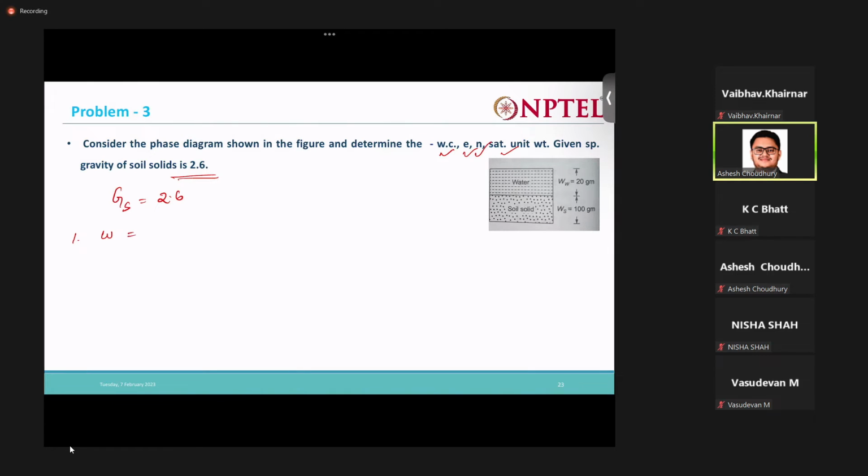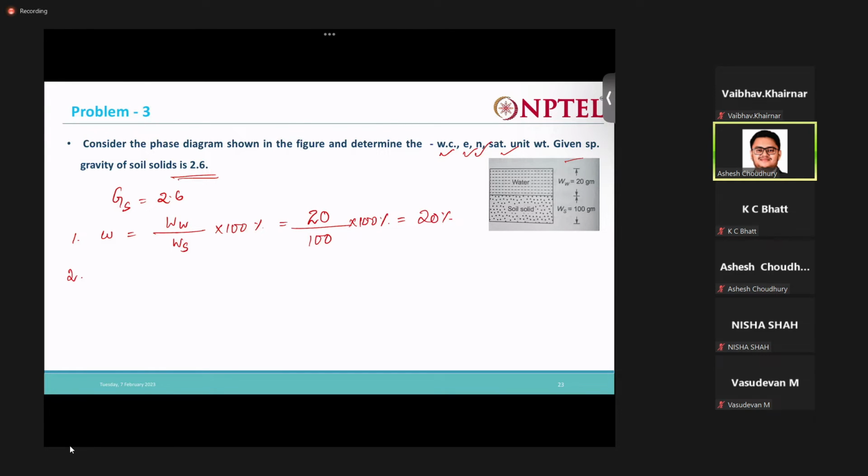So what is the water content? The relation of water content is nothing but weight of water by weight of solids into 100%. If we look into this figure, what is the weight of water? It's 20. What is the weight of solids? It's 100. So the water content is 20%.